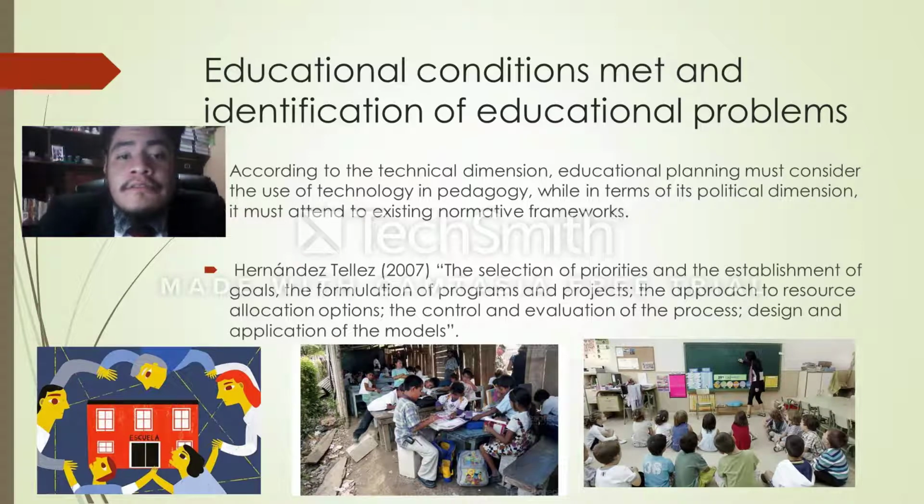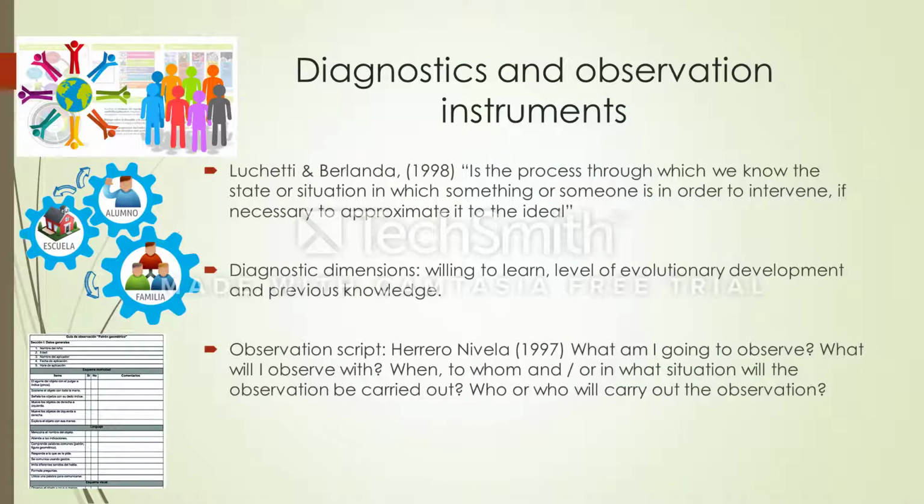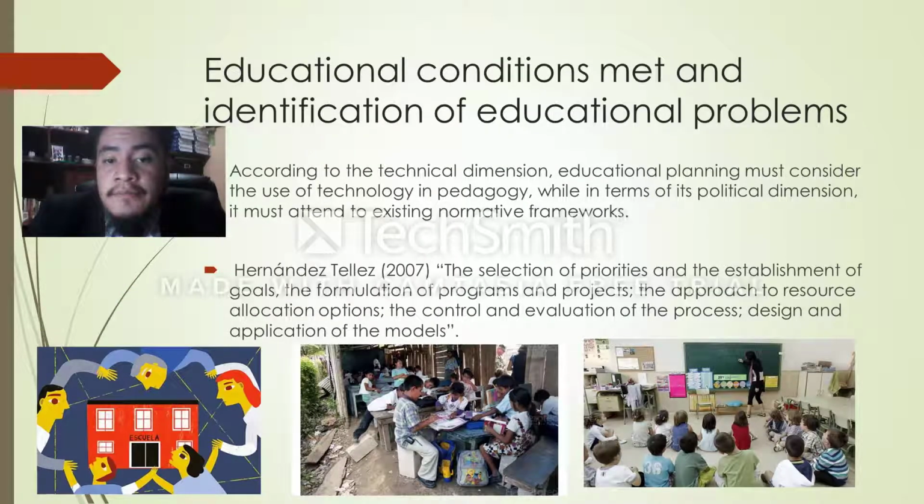The educational conditions and the identification of educational problems are set according to the technical dimension. Education planning must consider the use of technology in pedagogy in terms of its political dimension. It must attend to existing regulatory frameworks. However, the conditions for preparing this work are limited in technological resources. Also, we have no interaction with the students. We really need diagnostic tools and instruments for our observation.